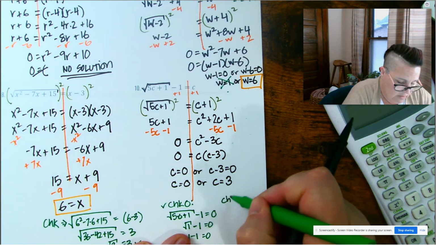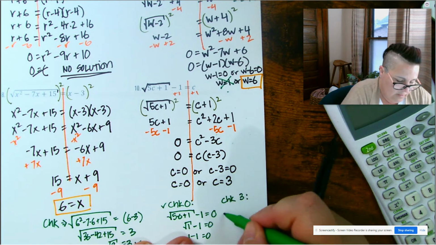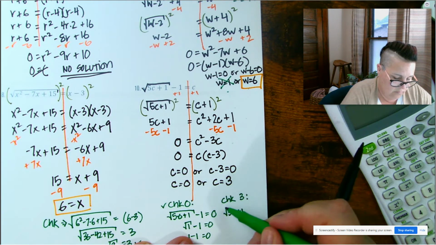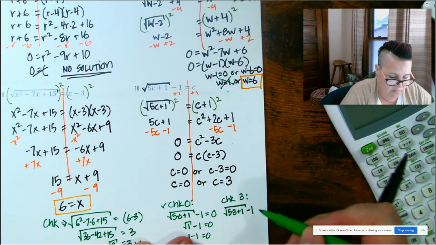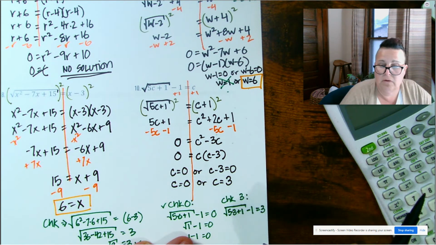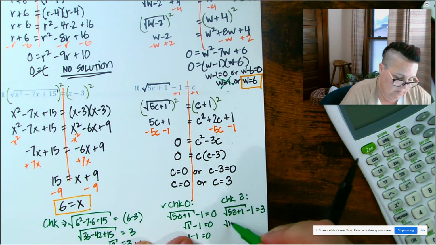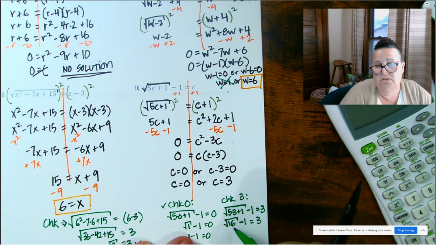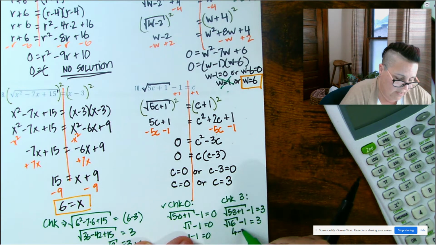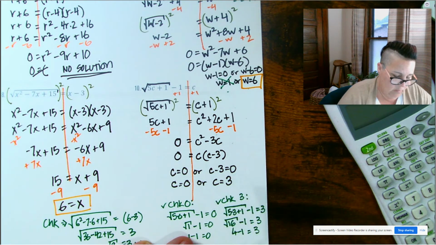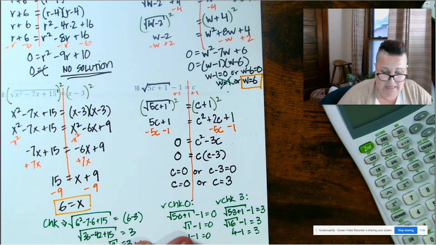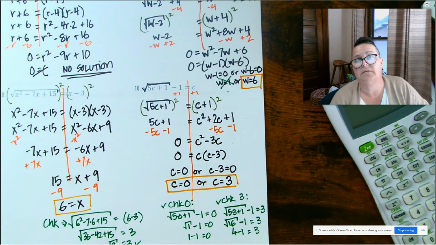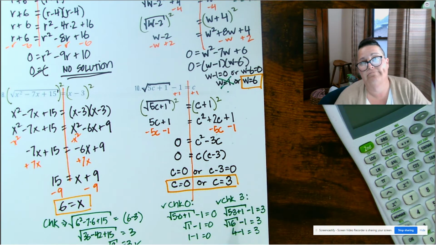What if I check a 3? Then I have the square root of 5 times 3 plus 1, minus 1, equals a 3. So this gives me the square root of 16 minus 1 equal to 3. Square root of 16 is 4. 4 minus 1 is equal to 3. That works. So here is a case where I had two solutions, and they both worked. Neither one of them was extraneous. Right?